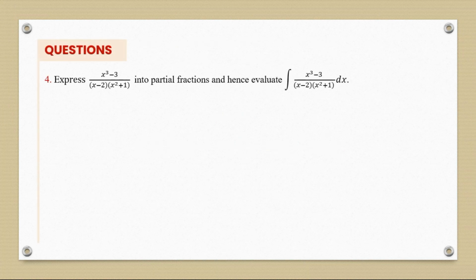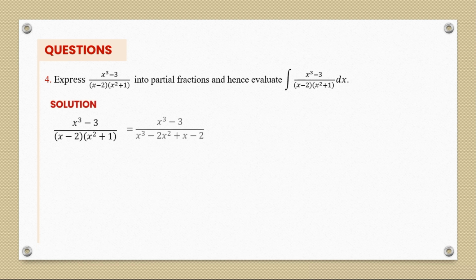Alright, in question number 4, we're being told to express (x cubed minus 3) over (x minus 2)(x squared plus 1) into partial fractions, and hence evaluate this integral. So we're going to have to integrate it after. So before we integrate, definitely we need to first simplify that and convert into partial fractions.